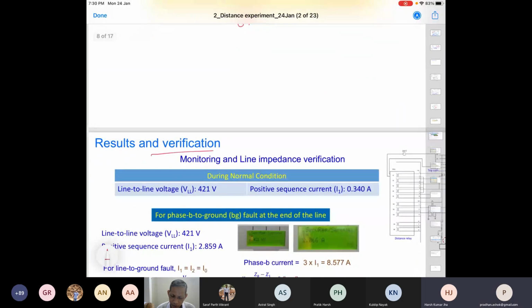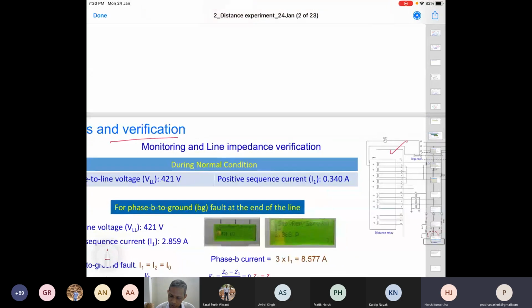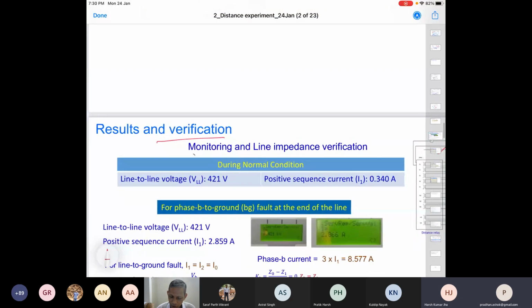Now we'll have the verification part. So what to do with that? In the same setup that I told you about, we'll first do monitoring and line impedance verification. I'm telling you how I'll do it.